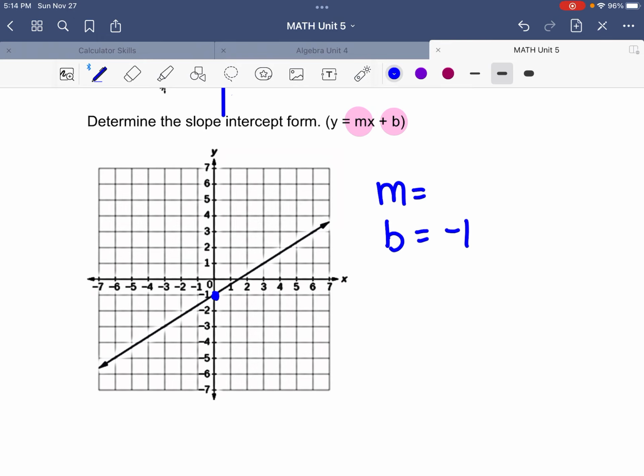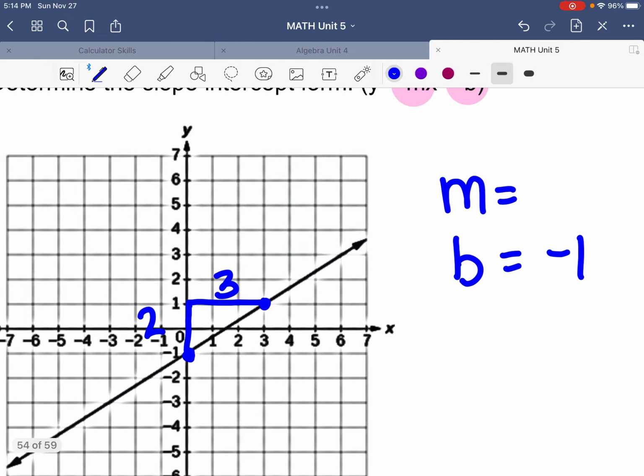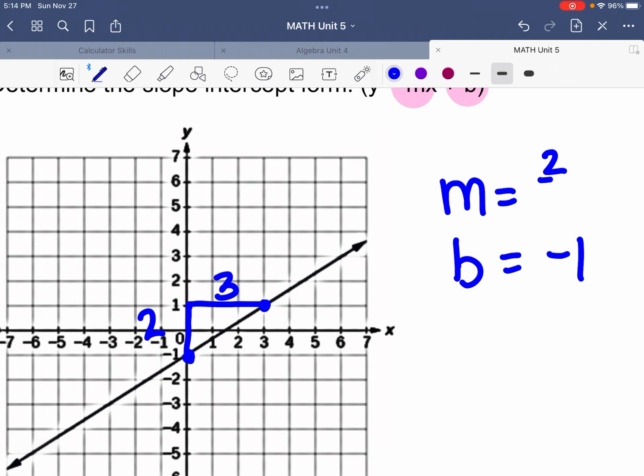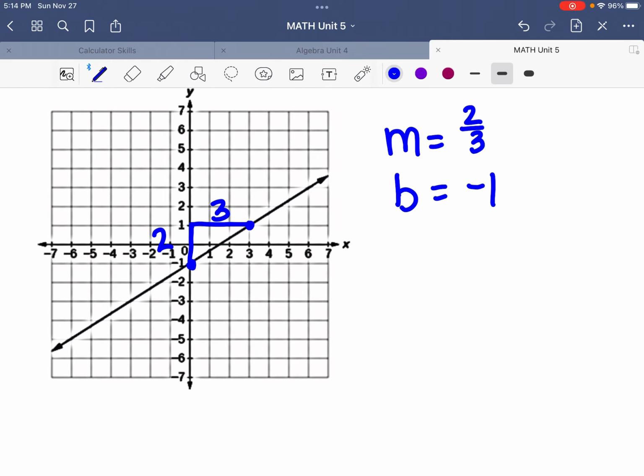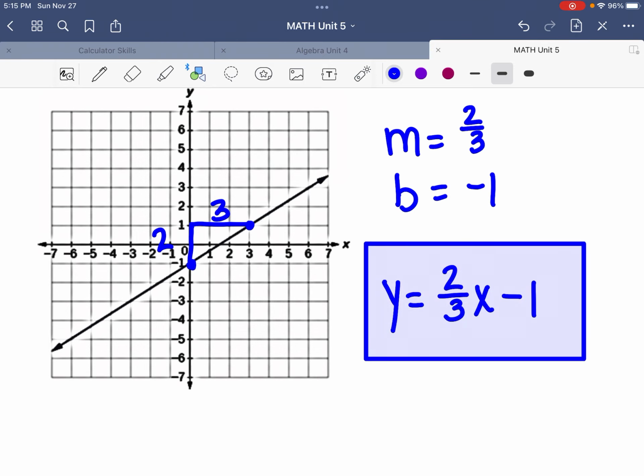The slope, I just need to find 2 good points, and I can count rise over run, or I can do the slope formula. If I just count rise over run, and I go from this point to that point, I'm going up 2 and running 3. So my slope is 2 over 3. The equation I need to write is y equals 2/3 x minus 1. It's that simple. It's just find the slope and find the y-intercept, and you are good to go.